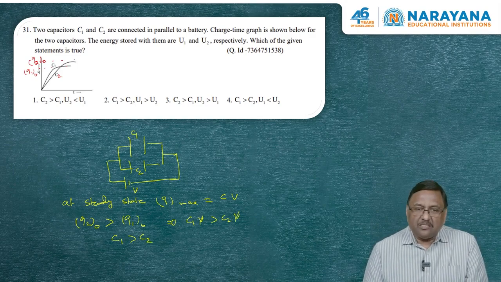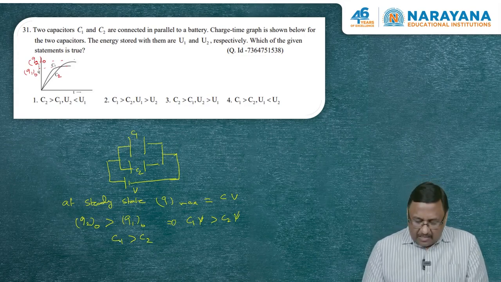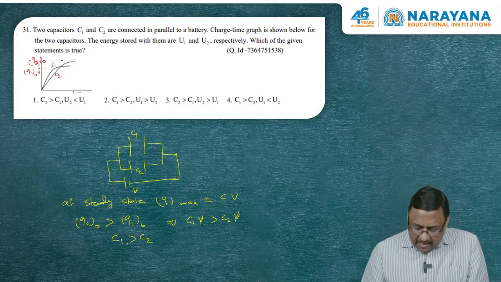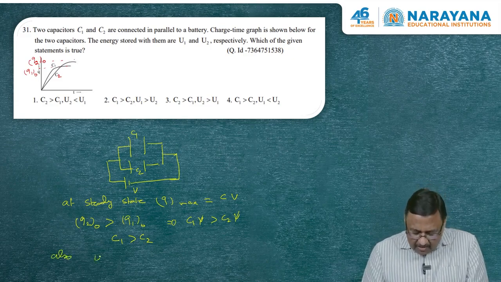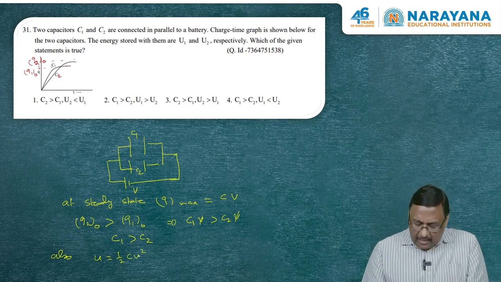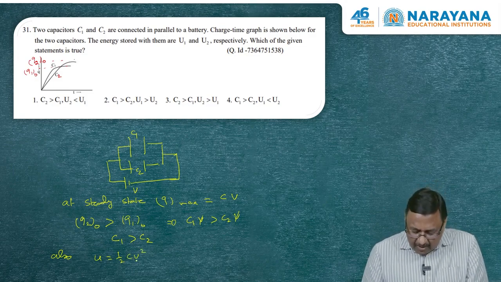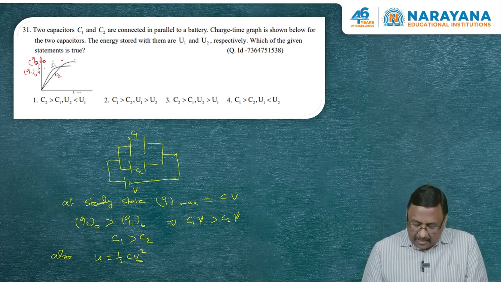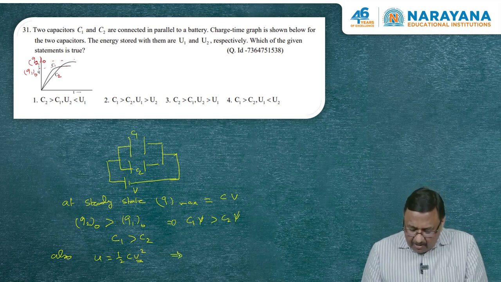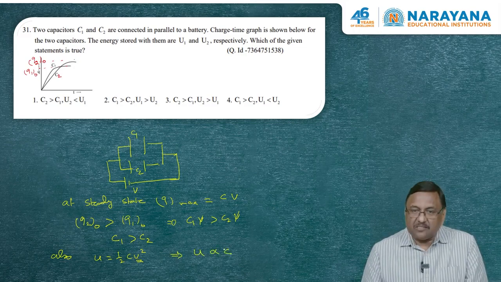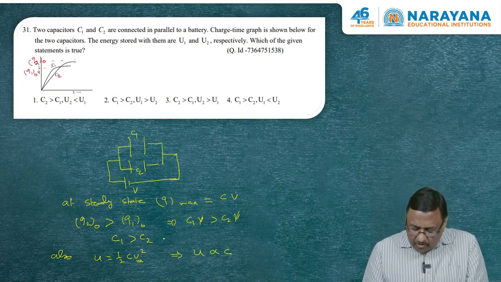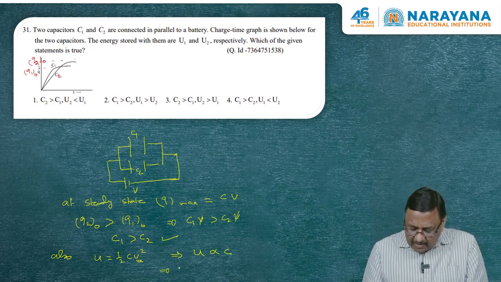The moment I say C1 is going to be more than C2, you can see that option 2 is the right option. Also write the energy: half C into V square. As the question is asked in such a way that V remains constant, the energy of the capacitor in this situation is proportional to its capacity. If C1 is more than C2, that simply implies that U1 should also be more than U2.